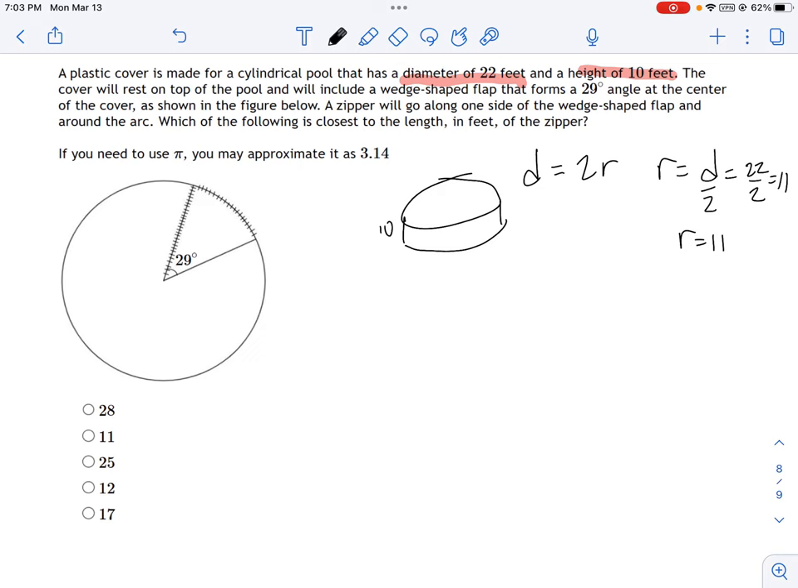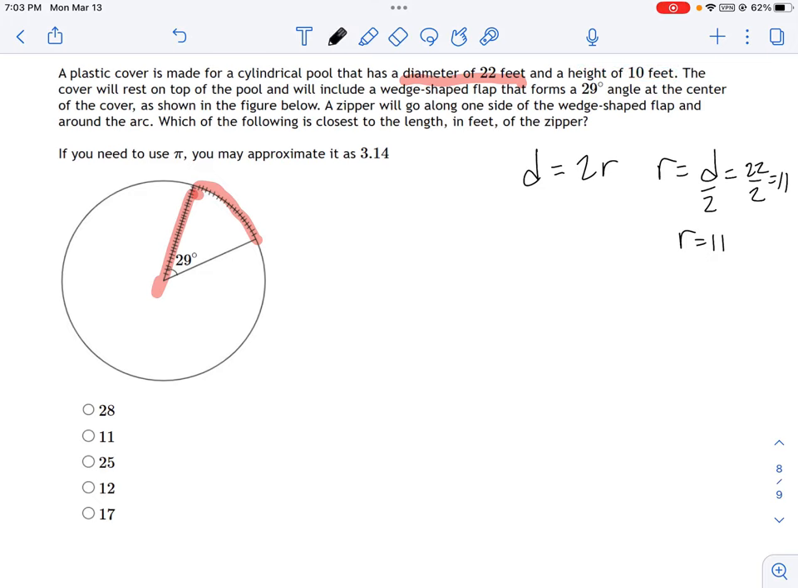Okay, so first off, this whole cylindrical pool thing with the 10 feet, that's useless information. You're trying to find the length of this zipper. Now, does the zipper have anything to do with the height of the pool? No, we're only talking about the surface of the pool. We don't care about how tall it is. That 10 is a distractor number. Don't let it distract you.